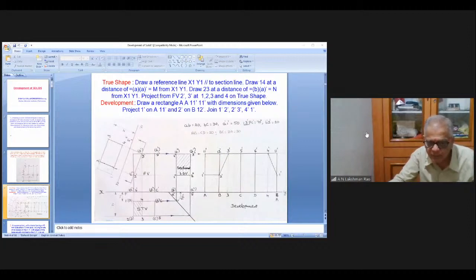As it is, this figure only, I am continuing. I have drawn this green line 15 mm, black line parallel to XY. It is cutting at 5 bracket E, 6 bracket F. When I project it, I got 5 dash, E dash, 6 dash, F dash. Now, this portion has been removed, please. This triangle has been removed, so I get this hatched one. This is the sectional front view.